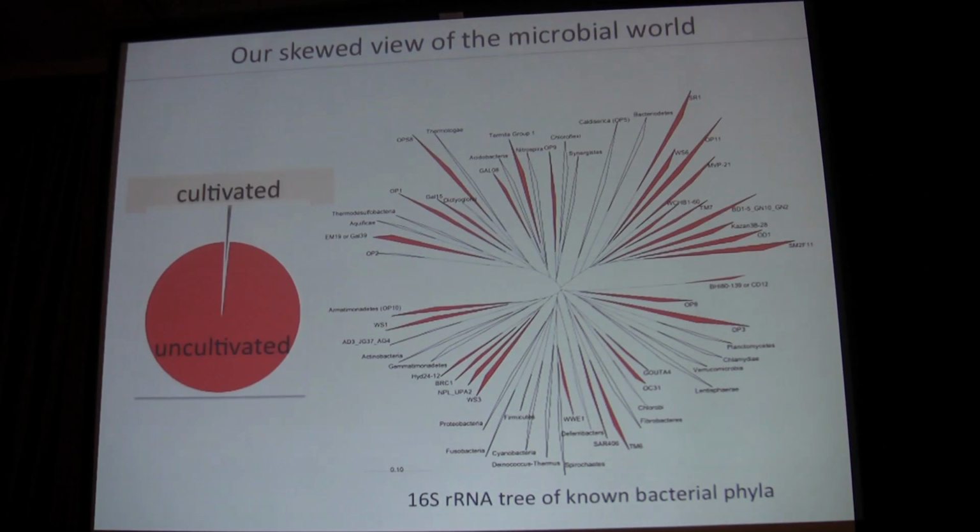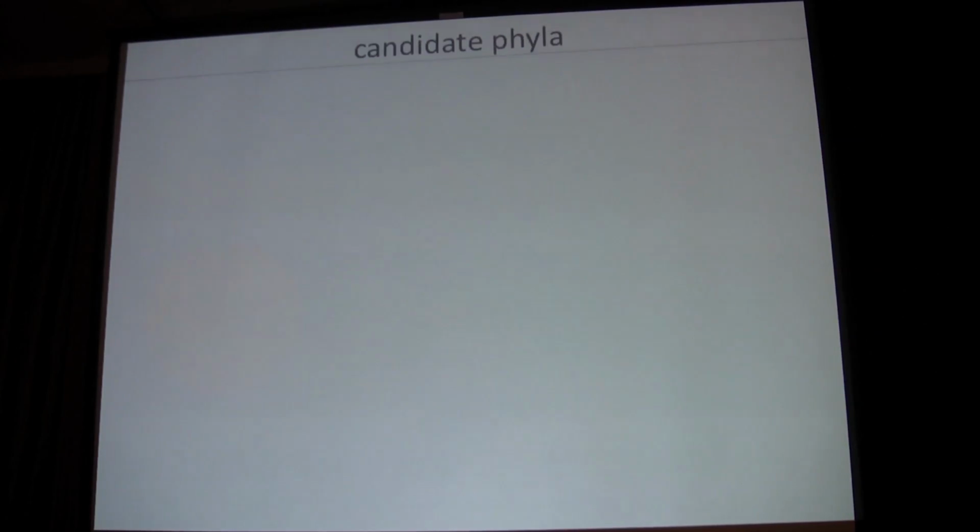These red branches that you see are bacterial phyla that have no cultivated representatives, and we refer to them as candidate phyla. Now, how many there are, I can't really tell you. In this particular tree, I'm showing probably about 30 of them. But depending on the database you're using, you will get different lists of candidate phyla. You will even get different taxonomies.